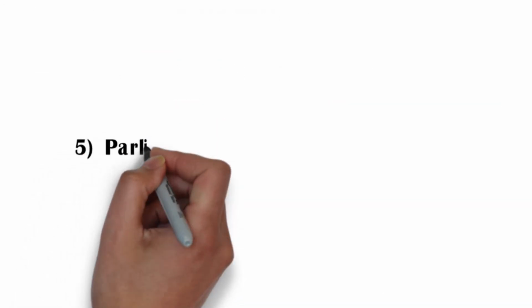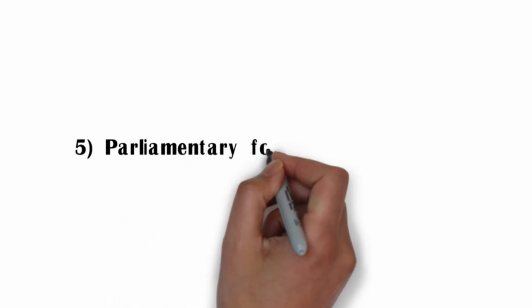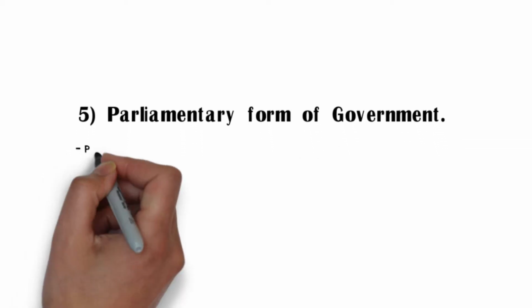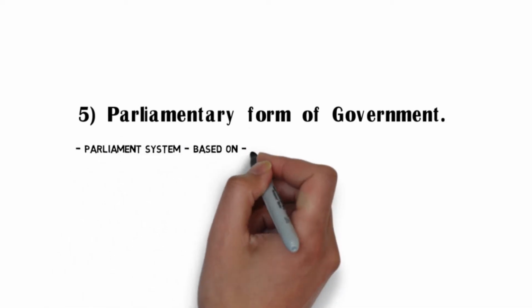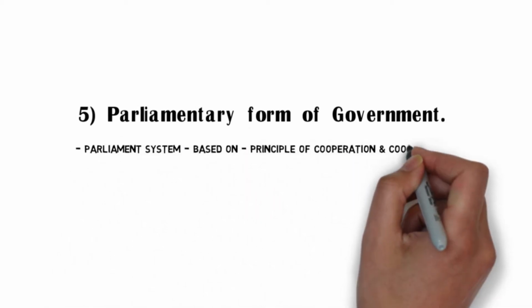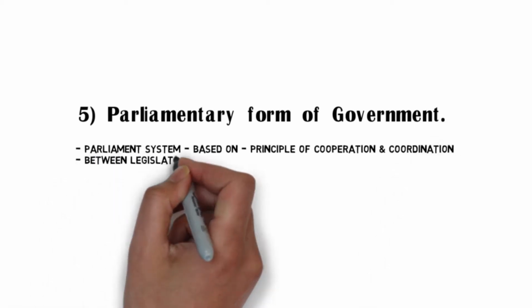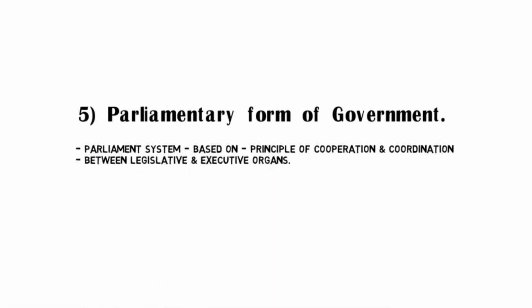Next we have is parliamentary form of government. So the Constitution of India has opted for the British parliamentary system of government rather than American presidential system of government. The parliament system is based on the principle of cooperation and coordination between the legislative and executive organs. Moreover, the parliamentary system is also known as the Westminster model of government, responsible government and cabinet government.